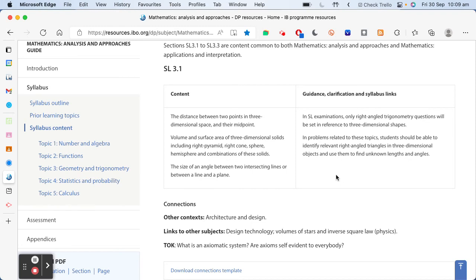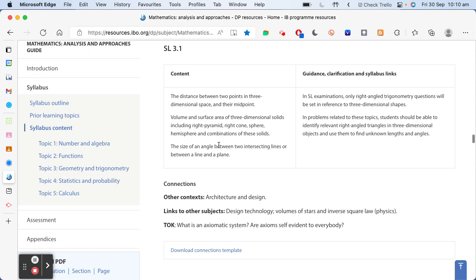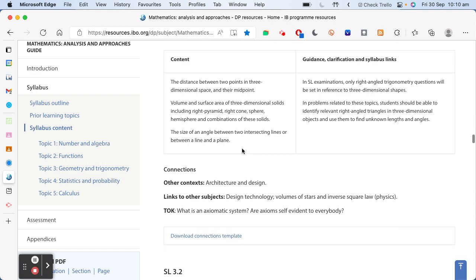Okay, so topic 3 and how to use your calculator. A whole bunch of these early ones. So 3.1 looks at distances between 2 points. I'm pretty sure the formula is on your formula sheet in three-dimensional space. You might remember doing that. Volume and surface area of three-dimensional solids, size of an angle between two intersecting lines.